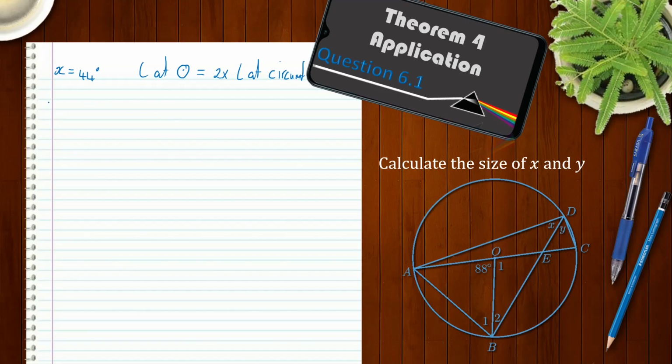Okay, and then we need to find Y. So basically we've got BC that subtends Y, but BC also subtends O1. So we can find O1, and it's easy to find Y. AOC forms the diameter, so these two angles lie in a straight line. So to find O1, we can just say, angle O1 plus 88 is equal to 180 because it's angles on a straight line.